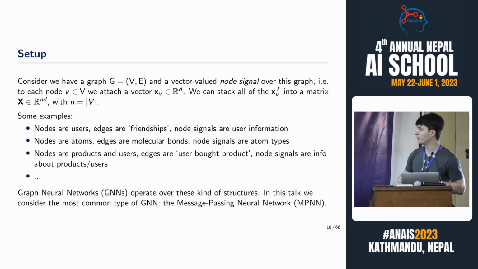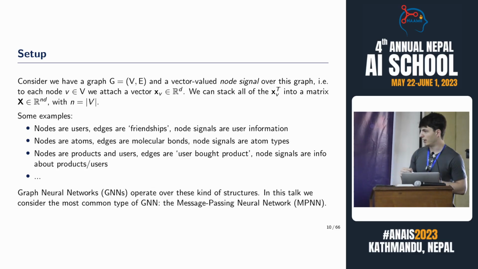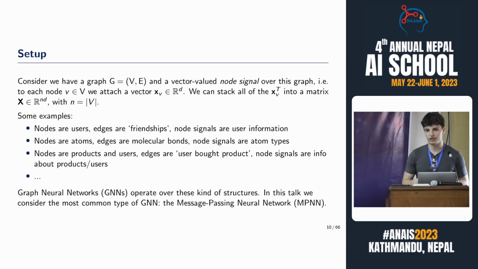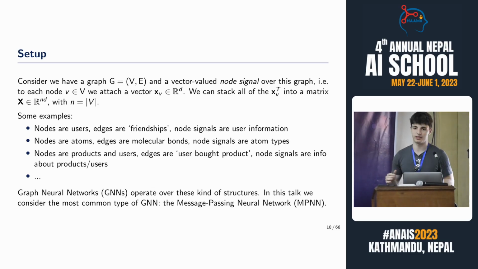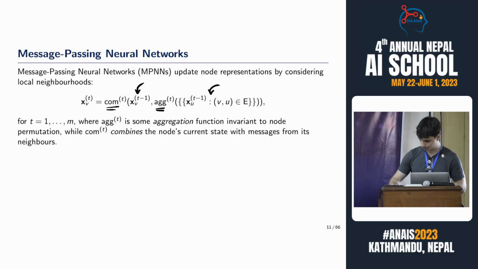So graph neural networks operate over these kinds of structures. Again, the domain is the nodes, and the signals are these node features. In this talk, we'll mostly be talking about message passing neural networks. These are a specific kind of graph neural network, probably the most popular kind, and people argue that every graph neural network can be interpreted from the point of view of message passing. We'll go over, of course, what this means.